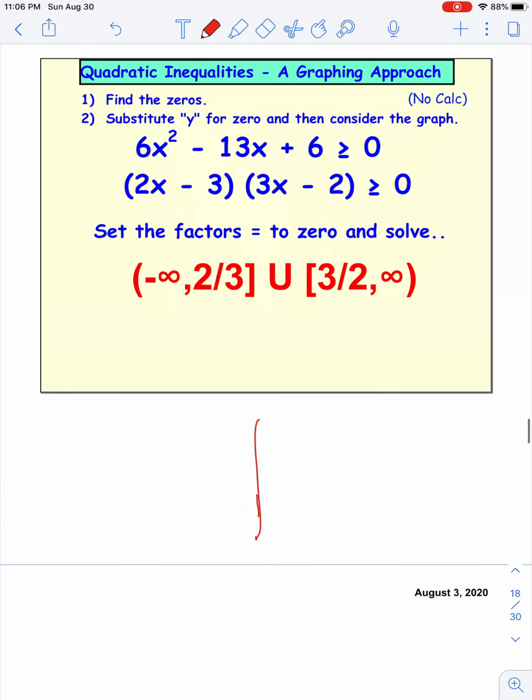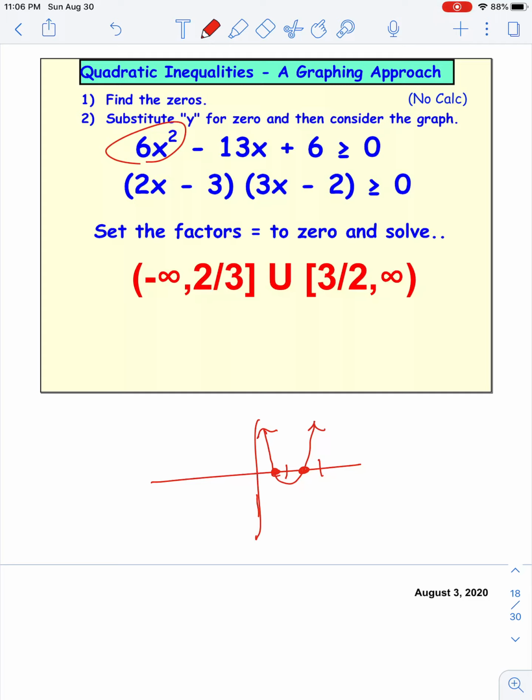And so basically, that means if you were looking at a graph here, you would be saying, well, it's going to be x equals 3 halves, so that's 1 1/2. That's going to equal 0 there. And the other one's going to be 2/3, which is like right there. And so we know that because the leading coefficient's positive, it's going to open up. So it's going to look like this.